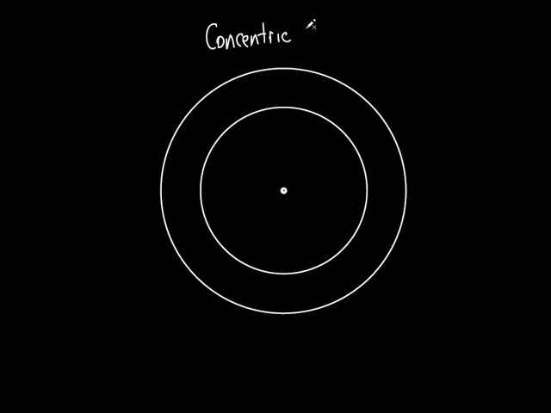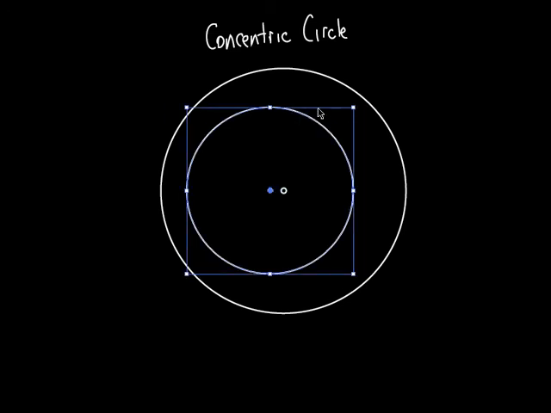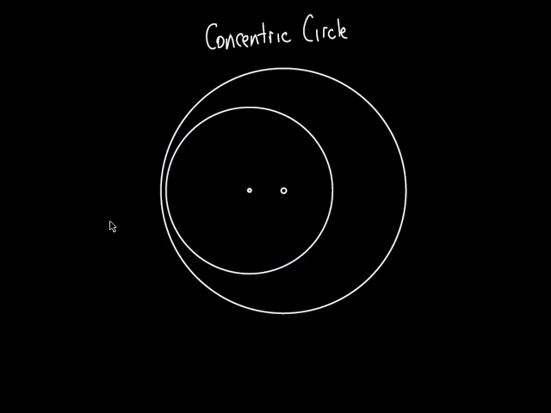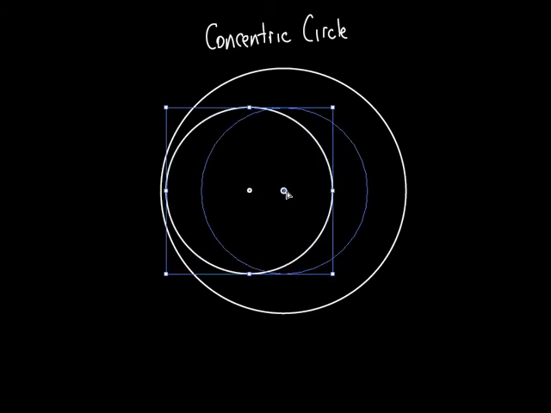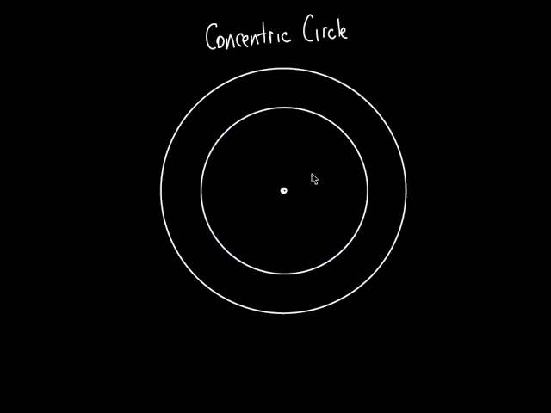So it's not just a circle inside a circle. I don't want to say that. Because look, if I click on this, that's a circle inside a circle, isn't it? But it's not a concentric circle. Why not? Because the centers are in different places. If they share the same center, then they're considered concentric circles. Everybody with me on that? It's easy enough. Again, we're not going to do a whole lot with that, but it's a good vocab word.